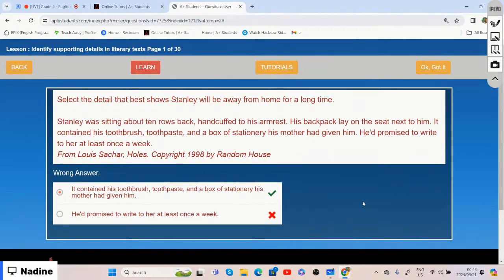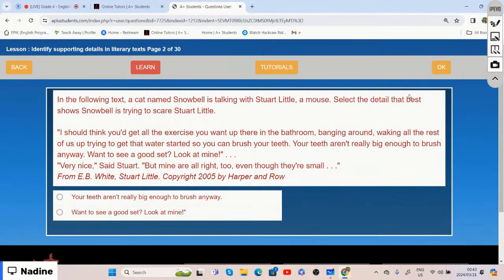All right, if we look at that, it is not the second option. It's actually the first option because he packed his toothbrush, his toothpaste, and a box of stationery. That shows that he will be gone for a long time. So the first option is correct.